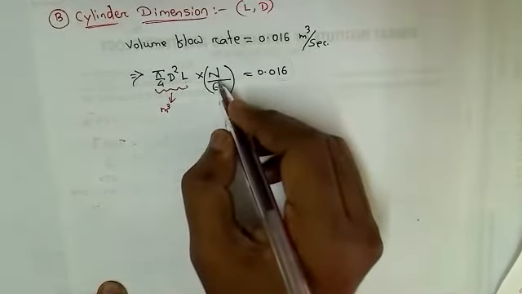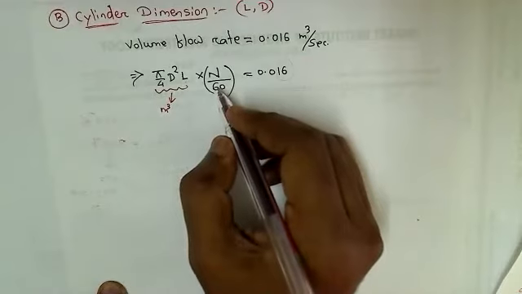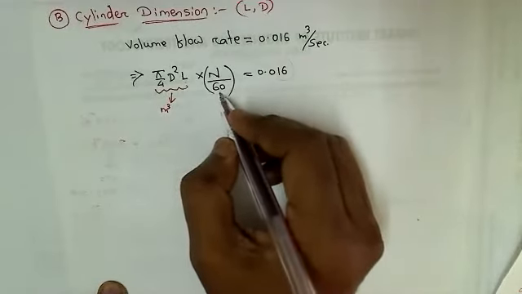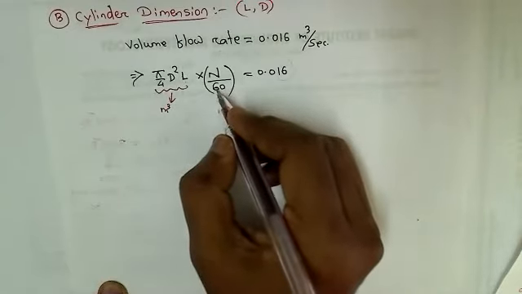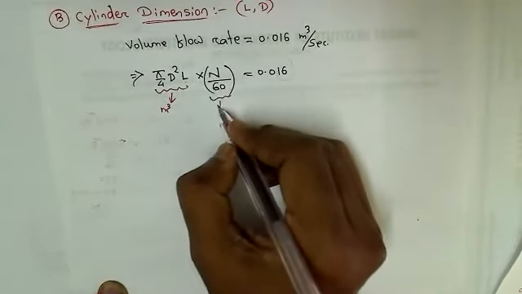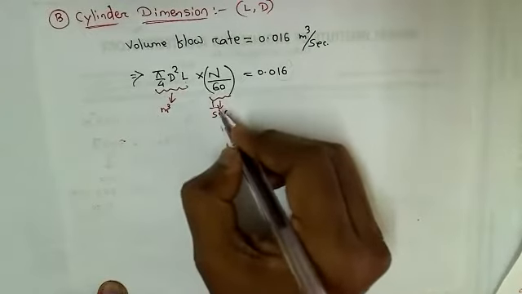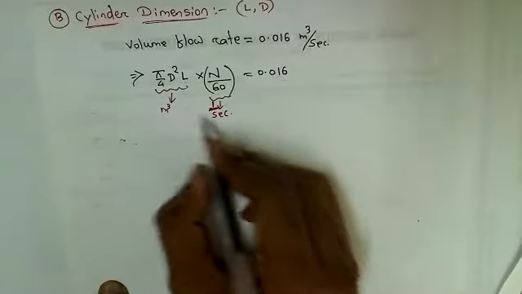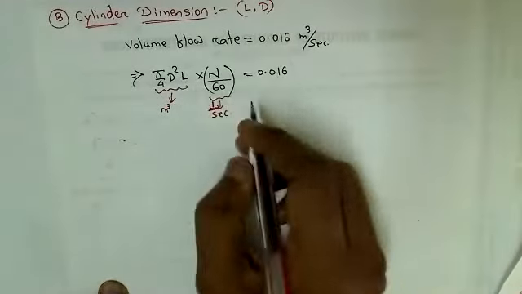We have to convert this minute into second. So 1 minute is how much second? 1 minute is 60 seconds, because it is revolution per minute. The minute is in the denominator, so that's why we have multiplied 60 in the denominator. So this unit we will also get in 1 by second. Total unit will be meter cube into 1 by second, meter cube per second. So the unit is balanced.